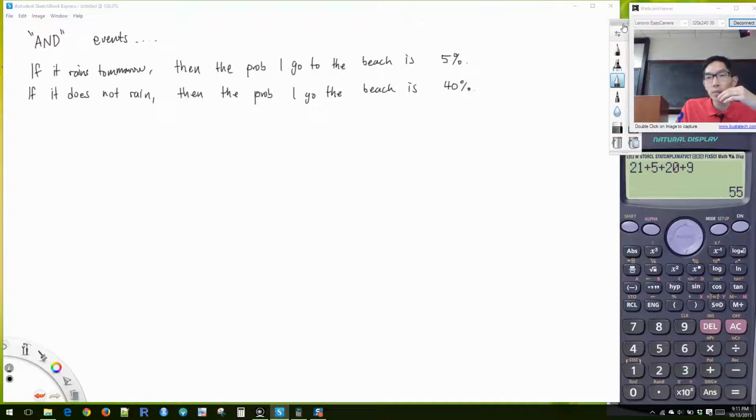So symbolically, I can write this as the probability of beach given rain. The probability I go to the beach if it rains is only 5%. And 40% would then be the probability of beach, and what would I write next? Given not rain, or no rain.